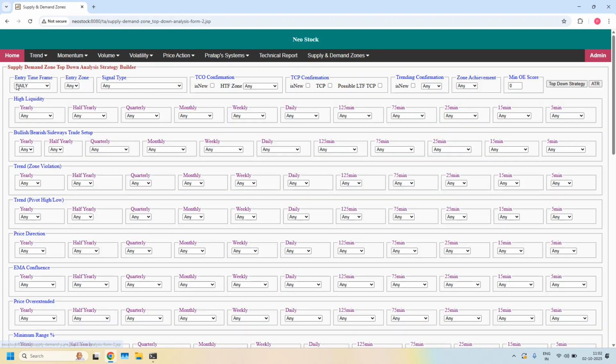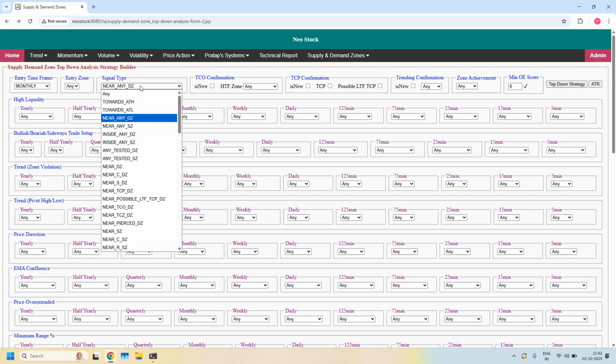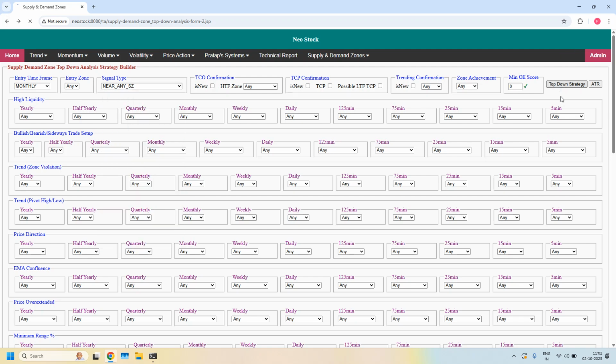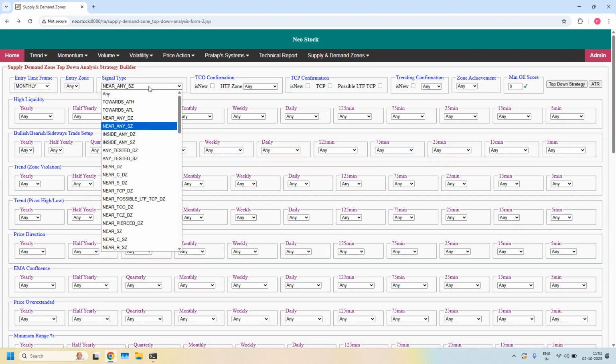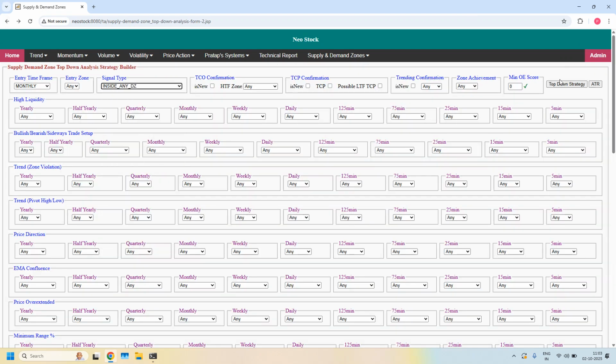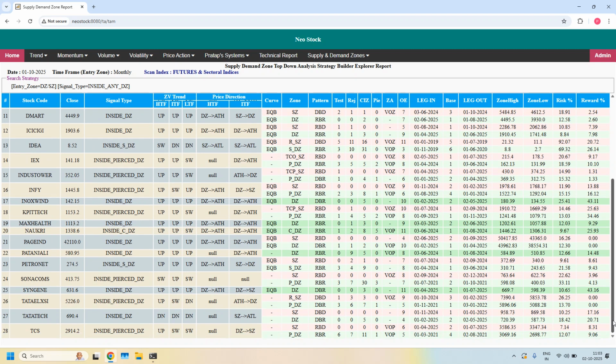Next time frame is monthly. Stocks near to the monthly demand zone, we got 3 stocks. Next, stocks near to the monthly supply zone, we got 4 stocks. Next, price closed inside the monthly demand zone. First 17 stocks in the list. Scrolling the list down, total 28 stocks.